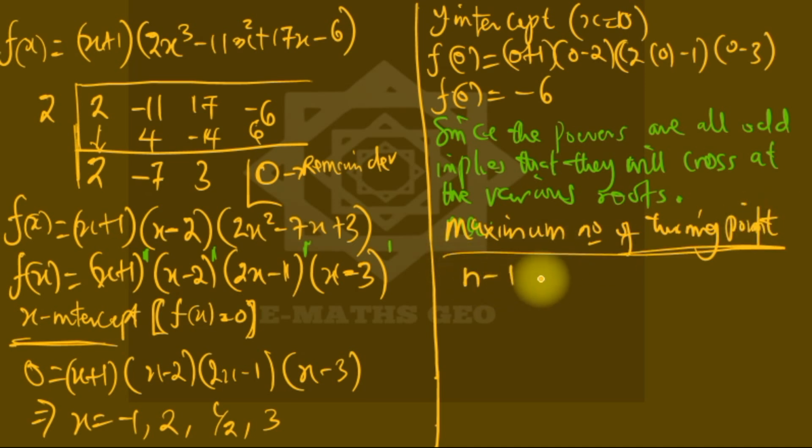So which is n minus 1. And from our factored form from the original, you see that the highest power is 4. So 4 minus 1 is 3. So that's it. It will turn at most 3 times. So all these steps will guide us in sketching the graph.